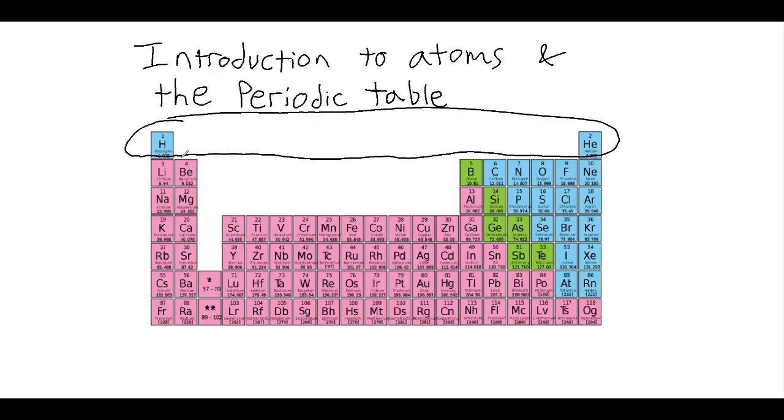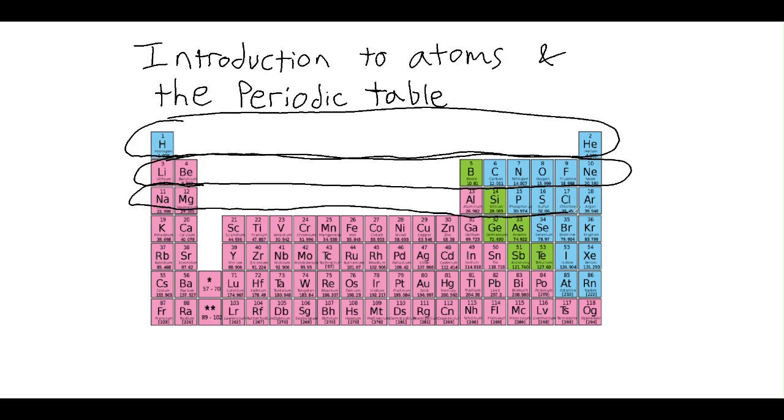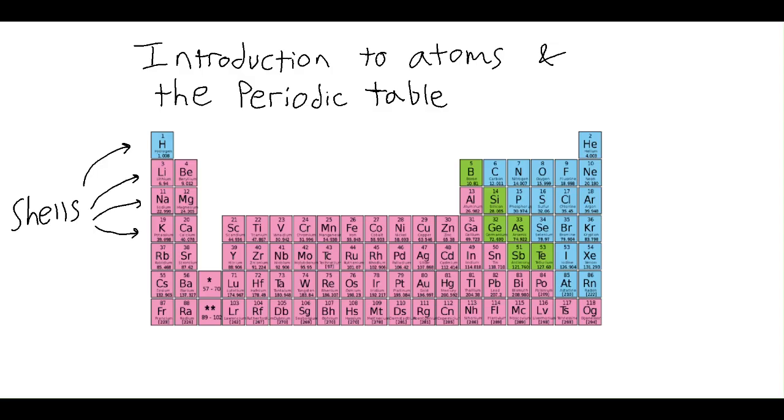The next row has 8 atoms, which means the second shell holds 8 electrons. The next shell, same thing, it has 8 atoms, which means the third shell holds 8 electrons once again. Within each shell, going left to right, we add 1 new electron as we progress from left to right.